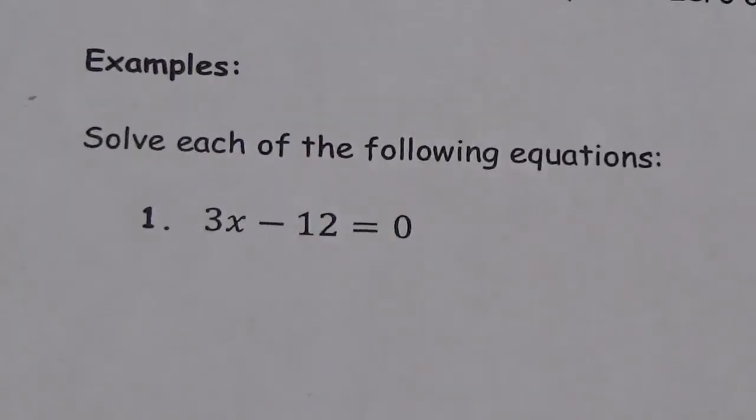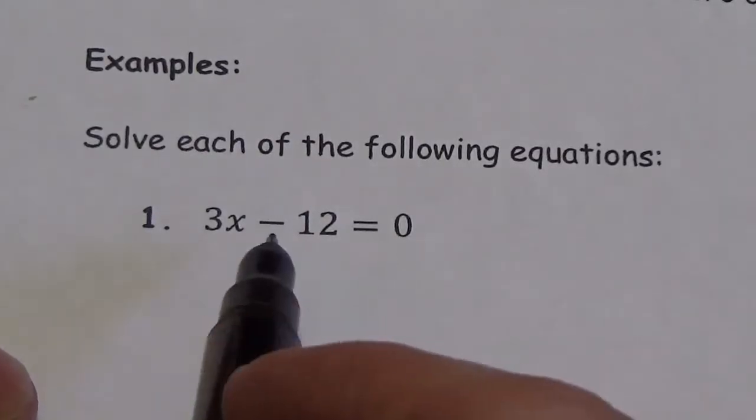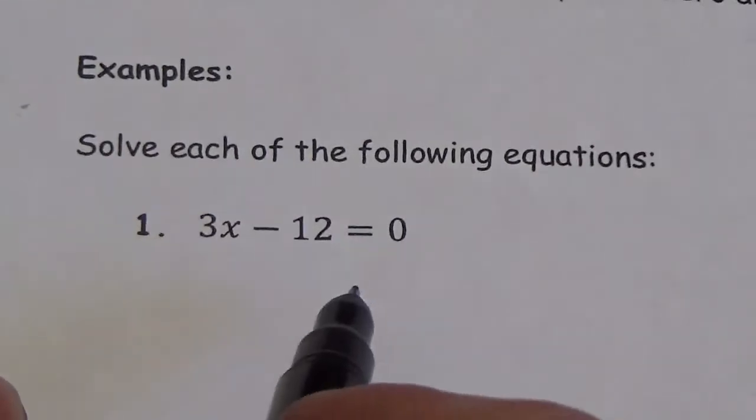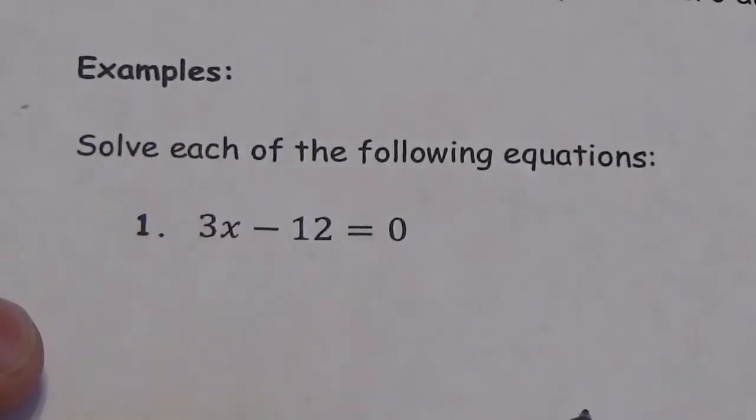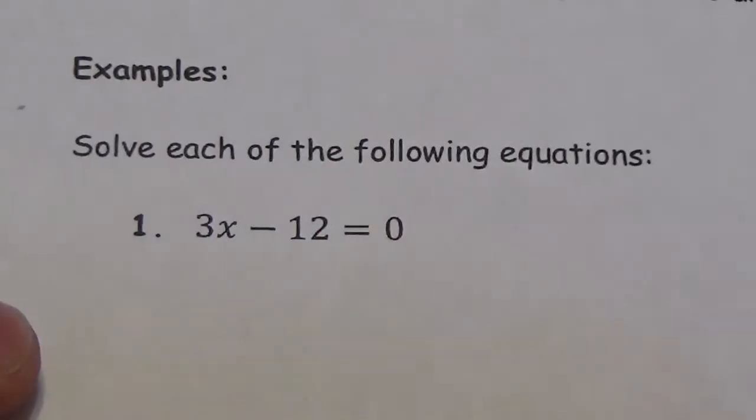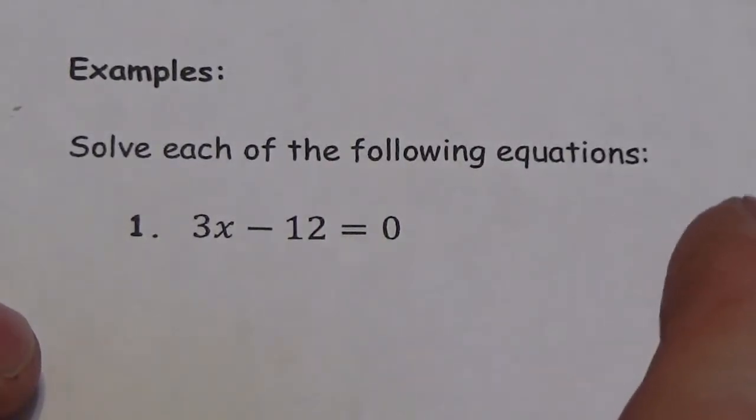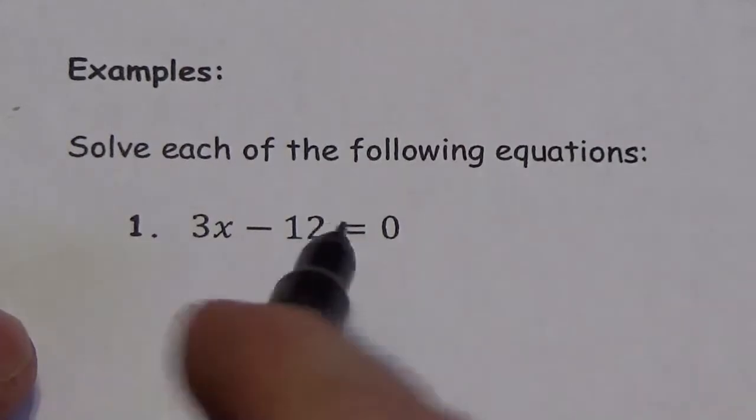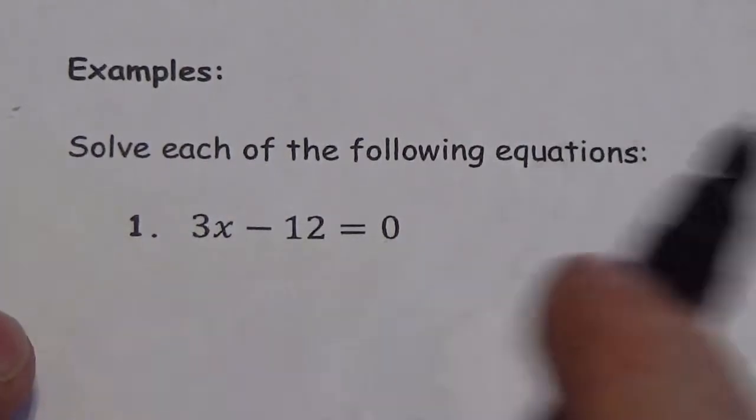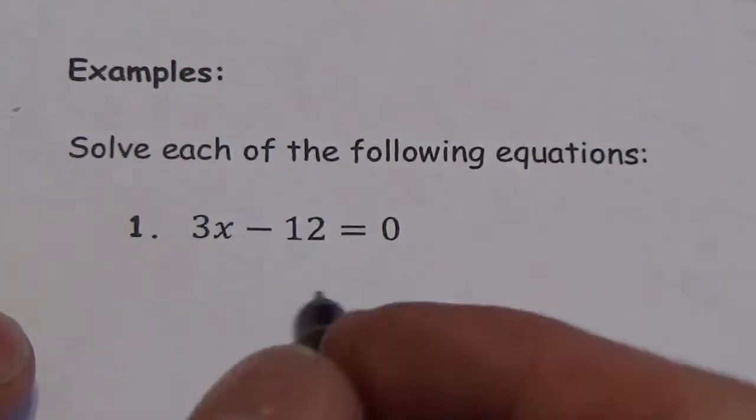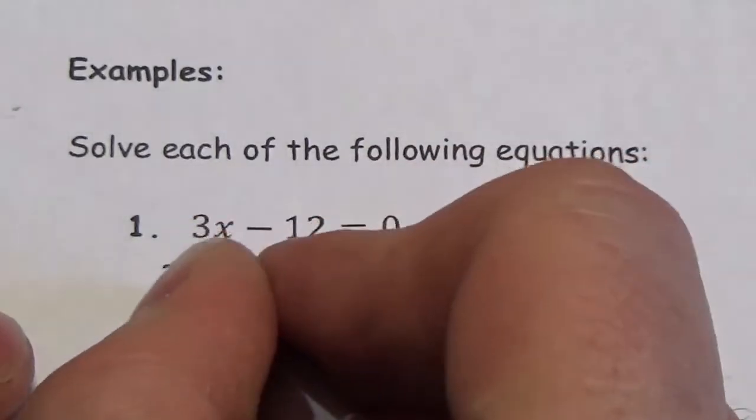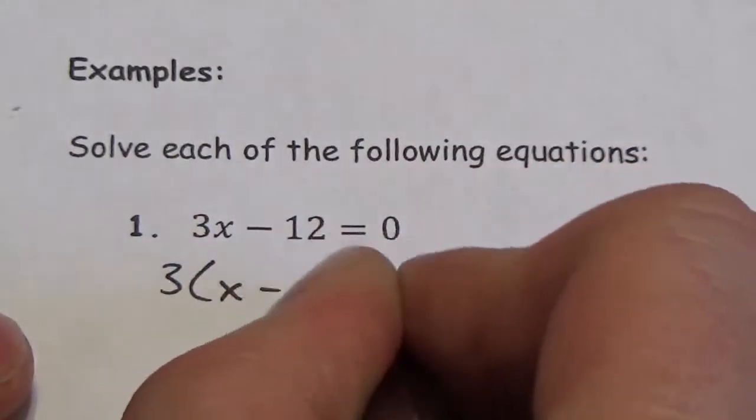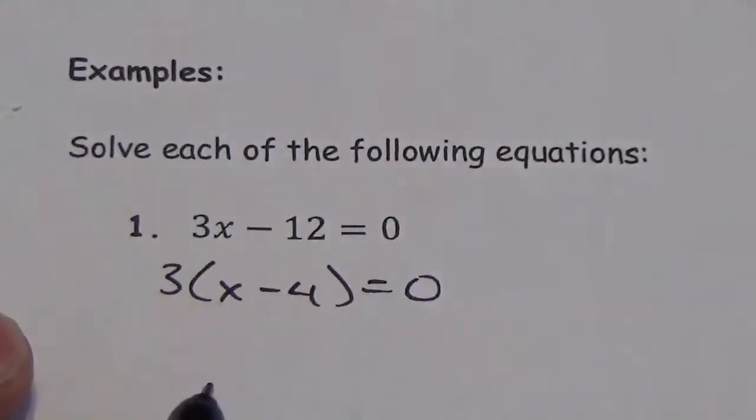Okay, so here we go. We're going to solve each of the following equations. Notice this is just a linear equation. There's no squares here, so it's not quadratic. But I'm going to do the same thing that the outline suggested. I want everything over to one side, set equal to 0. I'm going to take out any common factors, and I do have a common factor of 3 here. And then I get 3 times x minus 4 equal to 0.